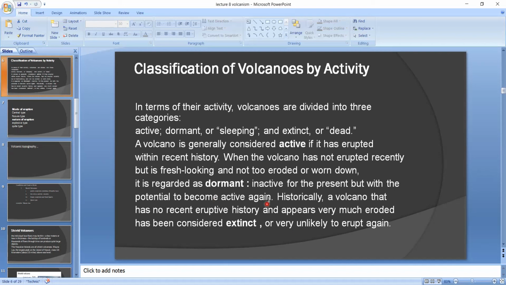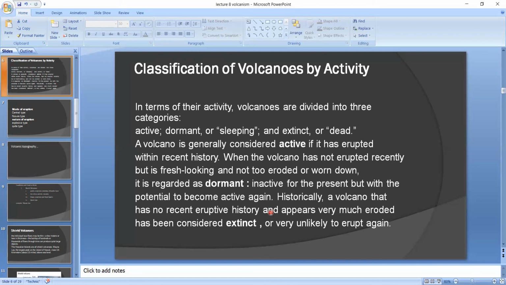On the other hand, dead, extinct, or inactive volcanoes are those which have no potential of erupting again. They will not erupt again. They are dead. And how can you say that? Because it has not erupted in the known history or the recent history.